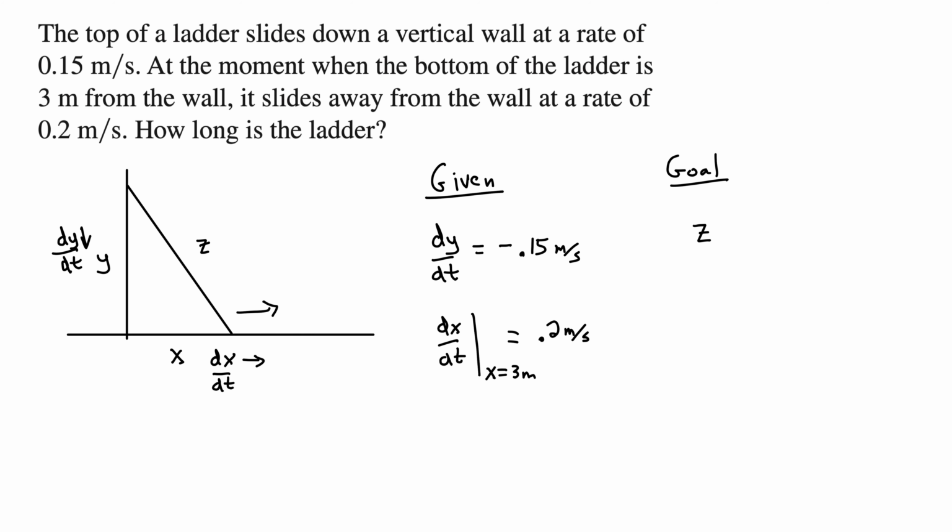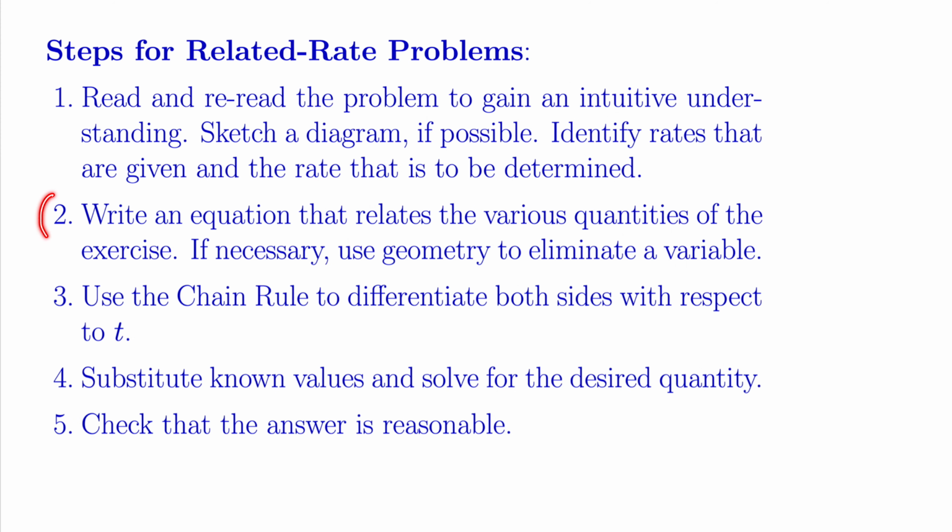Okay, so this is good progress. Let's go back to our steps and check in there. We are on to step 2. Write an equation that relates the various quantities of the exercise. If necessary, use geometry to eliminate a variable. Well, you're pretty much always going to need geometry somehow in step 2. So let's see how we can apply it in this example.